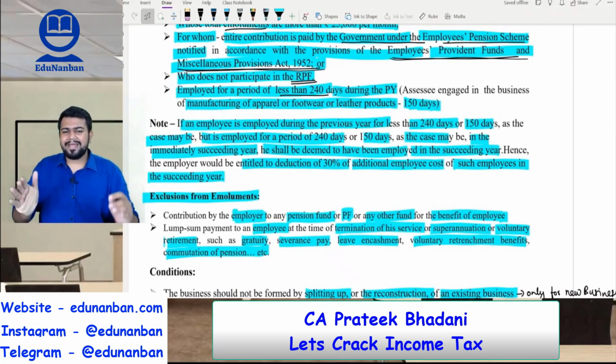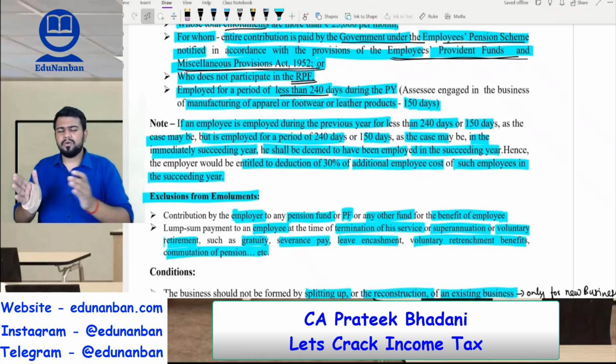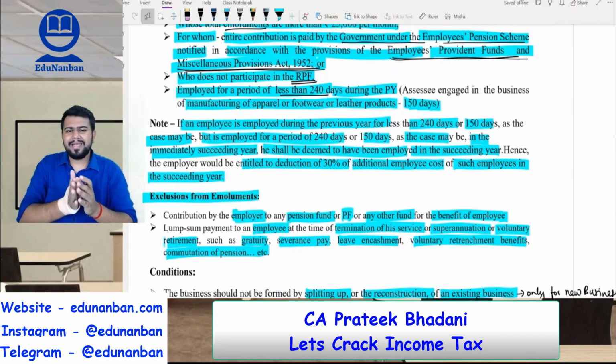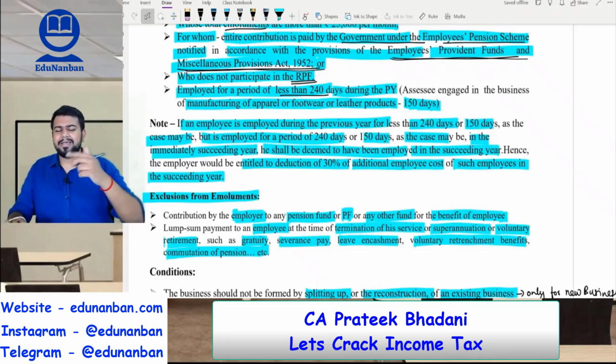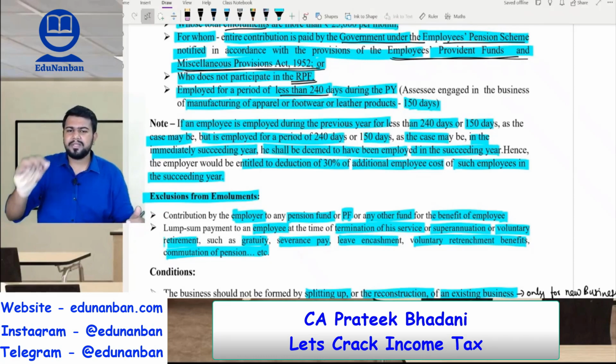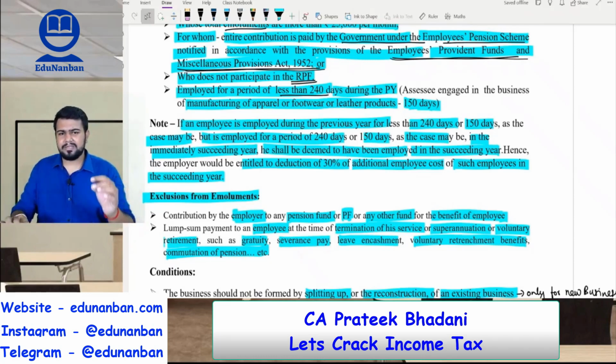However, if there is an employee who is employed during the last stages of the year, so he works for less than 240 or 150 days as the case may be, but in the next year he works for more than 240 or 150 days as the case may be, then he will be considered as an additional employee in the next year.